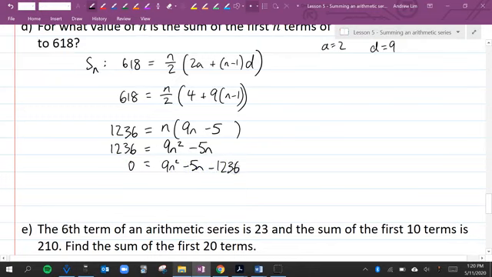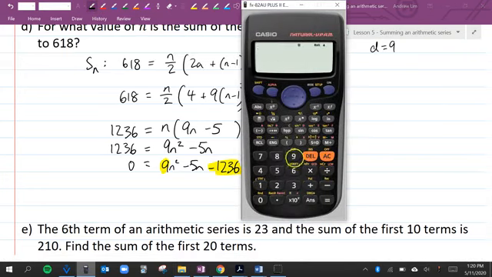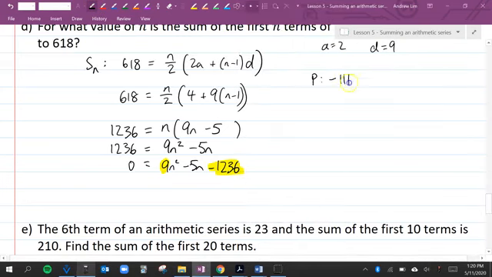And now I've got a non-monic that I need to factorize. So to factorize non-monics, we're going to multiply this term and this term. And so when we multiply them, the product is equal to negative 11124. And the sum will be negative 5. The sum of the two factors will be negative 5. So what are the factors?